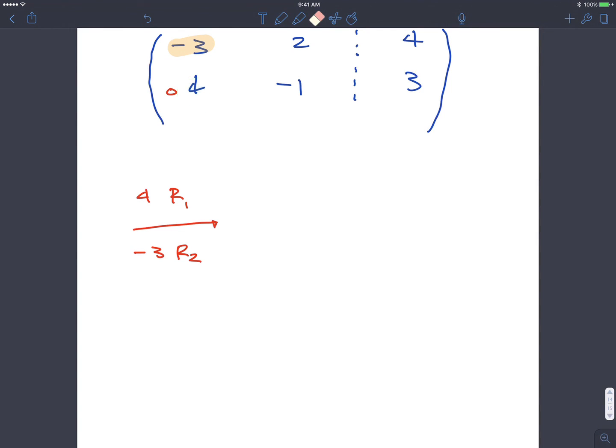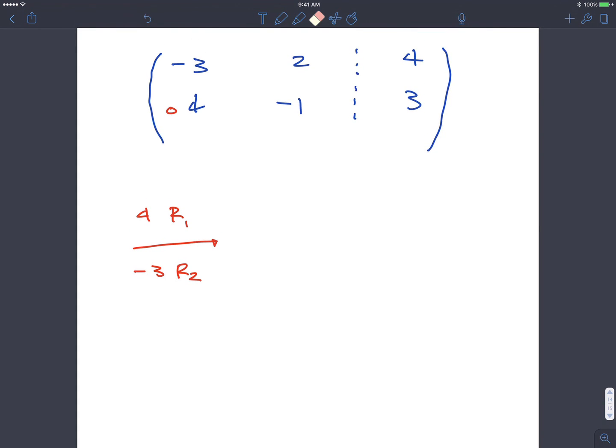Let's see the effect. This is kind of a nice trick. So notice what we get. I'm going to take every entry here in row number 1. Here's row 1, negative 3, 2, and 4. Multiply every value by 4. We get 4 times negative 3, which is negative 12, 4 times 2, which is 8, and 4 times 4, which is 16.